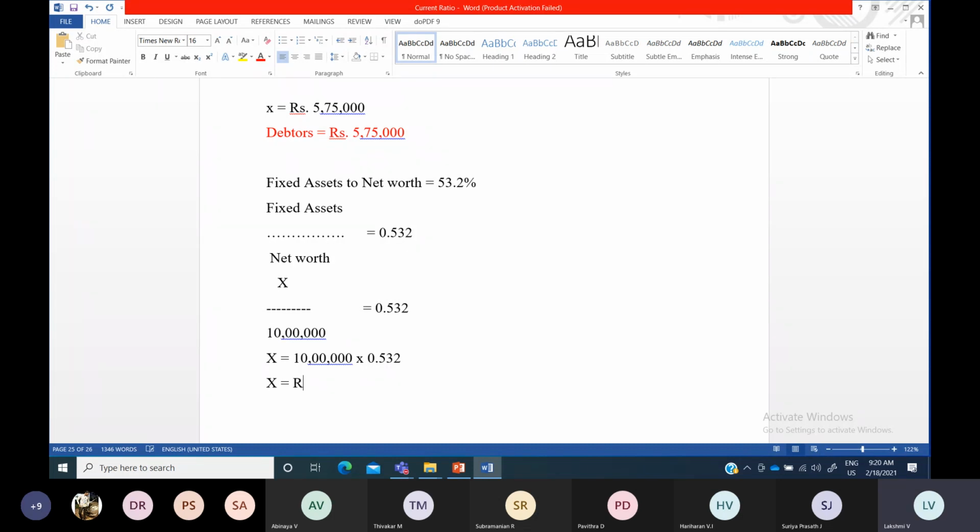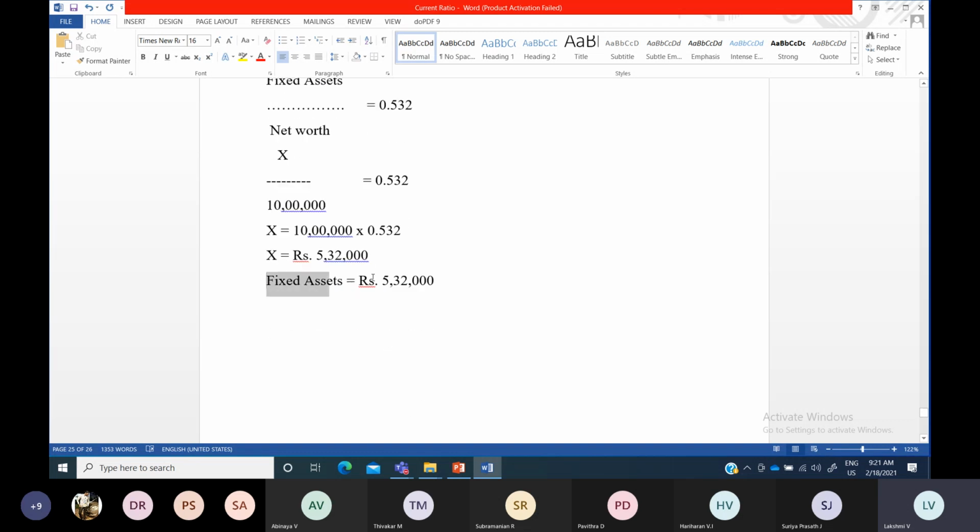5,32,000. So everywhere you have to mention rupees only. If you come across turnover ratios, you have to mention in times. Current ratios and all those things in proportions. Whenever you find out a certain amount like assets, stock or current liabilities, you have to mention in rupees only. So you should take care of all those things. Now what we have found out is fixed assets, which is rupees 5,32,000. So this is our fixed assets amount.